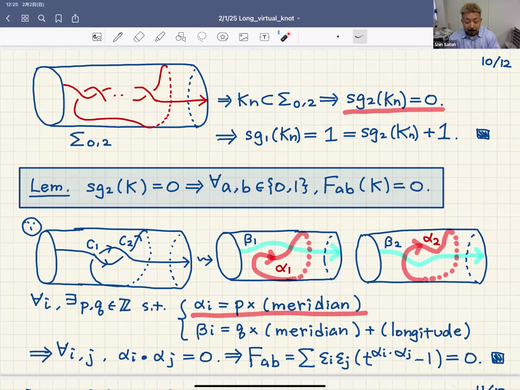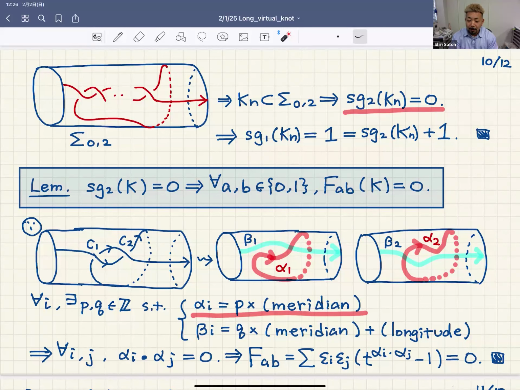Then, as a homology class, alpha I is presented by an integral multiple of the meridian only. This is an example. Alpha I is always a meridian, some meridians like this. Therefore, the intersection number between alpha I and alpha j is equal to 0, which means that the intersection polynomial FAB is equal to 0 for any AB.